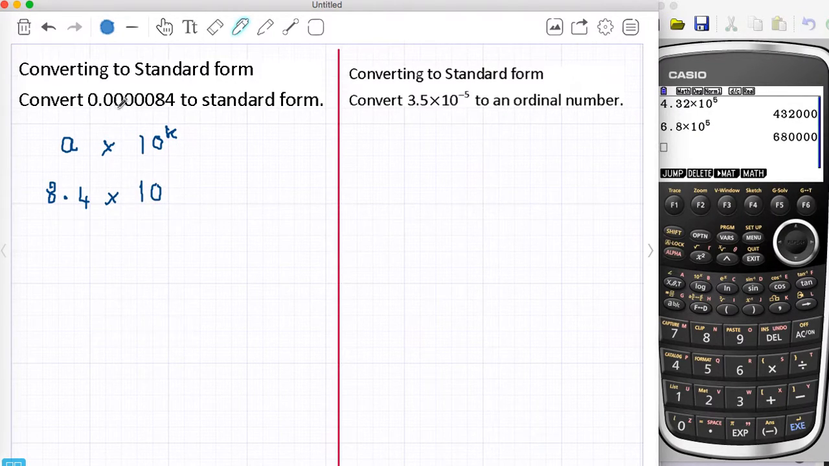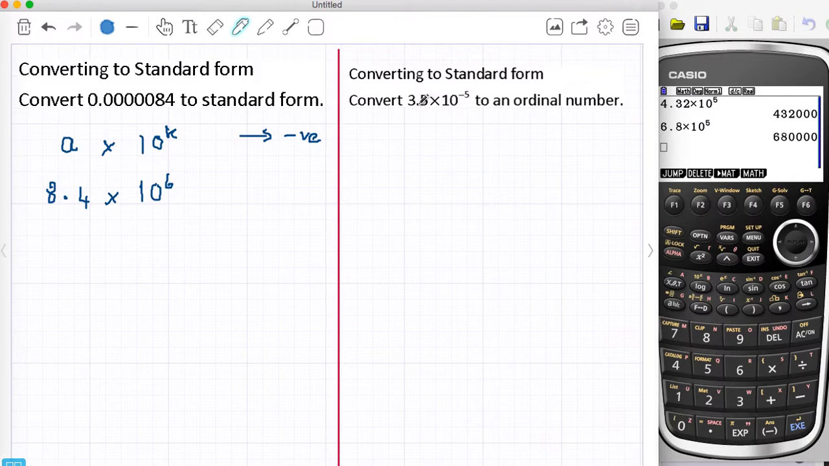Now, how many times have I moved the decimal point to get the point between the 8 and the 4? I moved it this way, and when I move the decimal place this way, it becomes a minus. So I could count 1, 2, 3, 4, 5, 6 decimal places, but there's a bit of a shortcut, and that is count the zeros, including the zero before. 1, 2, 3, 4, 5, 6, and that's a much better way to determine what your k number is with these small numbers.